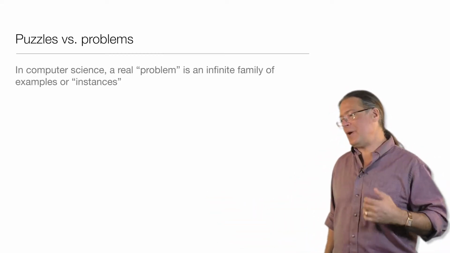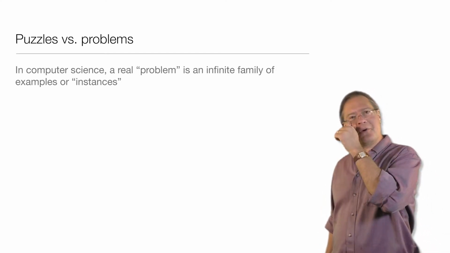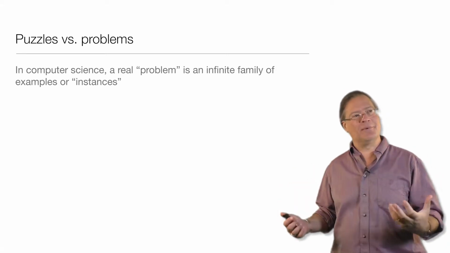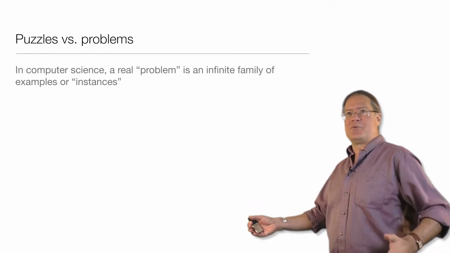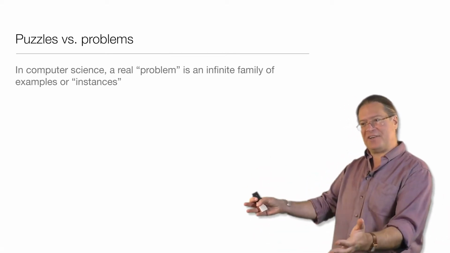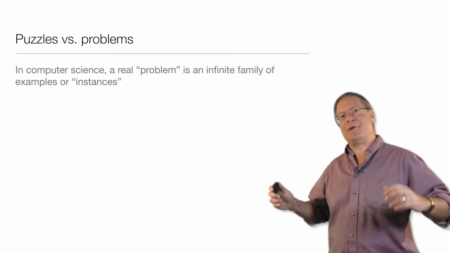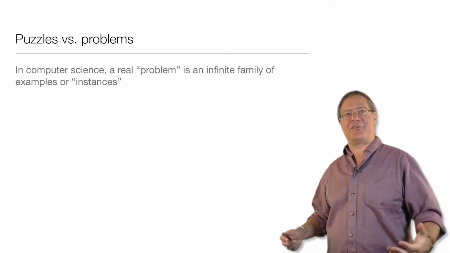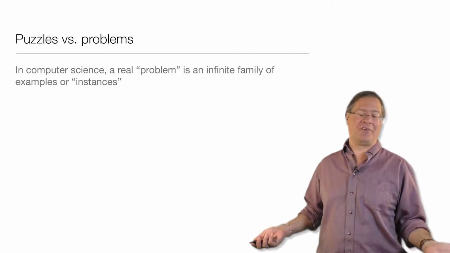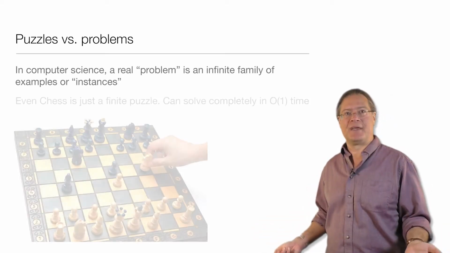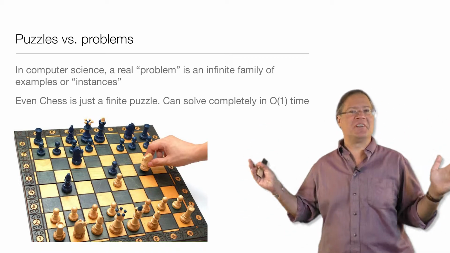First, I need to tell you how computer scientists think about a problem. To a computer scientist, an actual problem isn't just a particular puzzle, like, can you tour this particular graph, visiting every node exactly once? A problem is an infinite set of puzzles, an entire family of puzzles, or examples, or, as computer scientists often say, instances. So, for instance, even chess is just a finite puzzle.